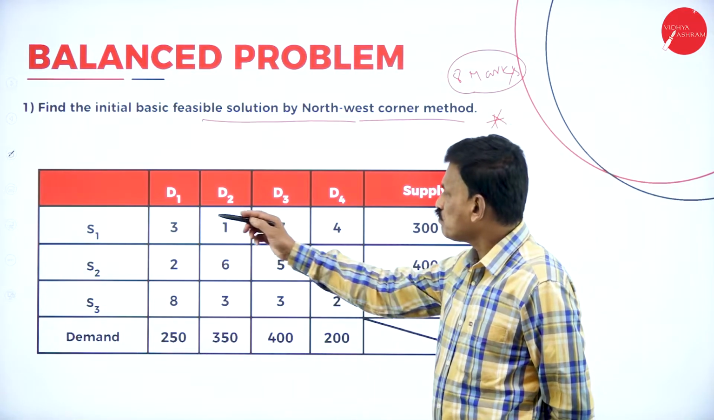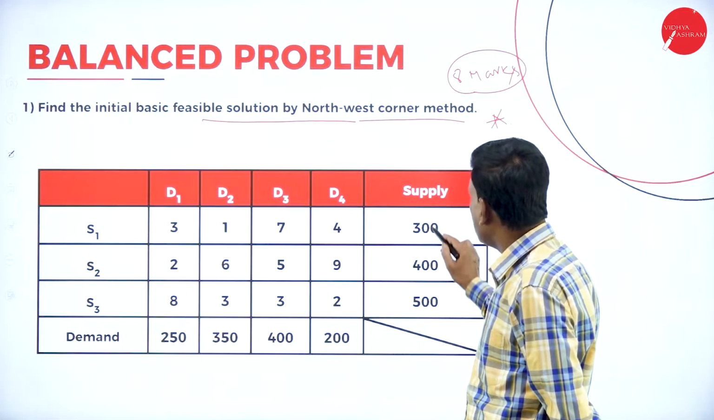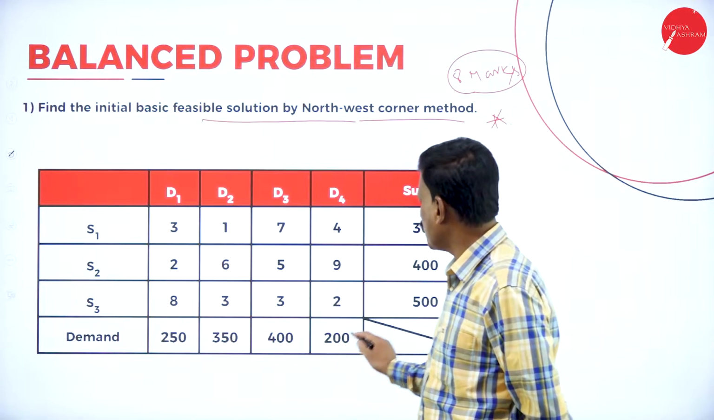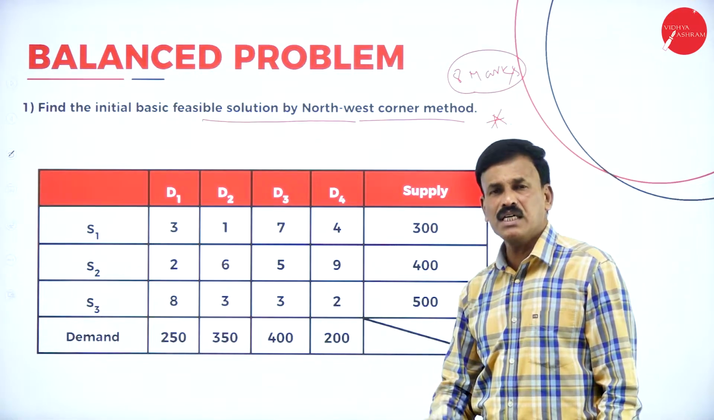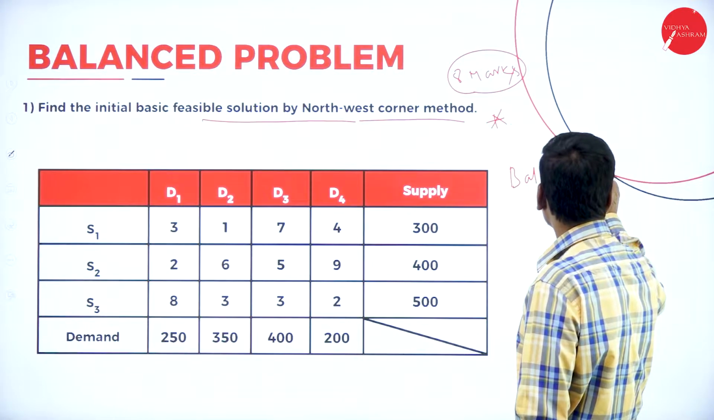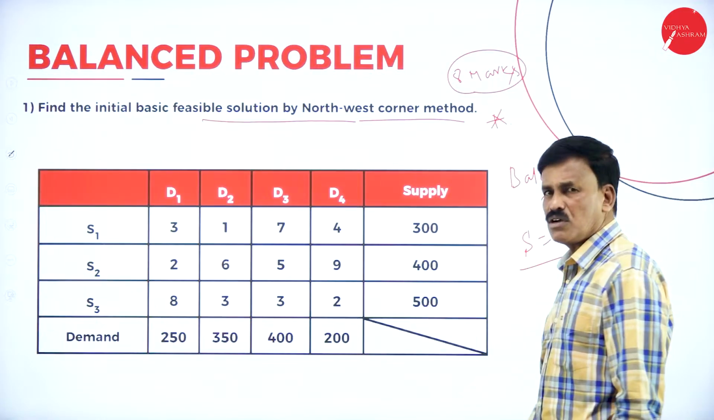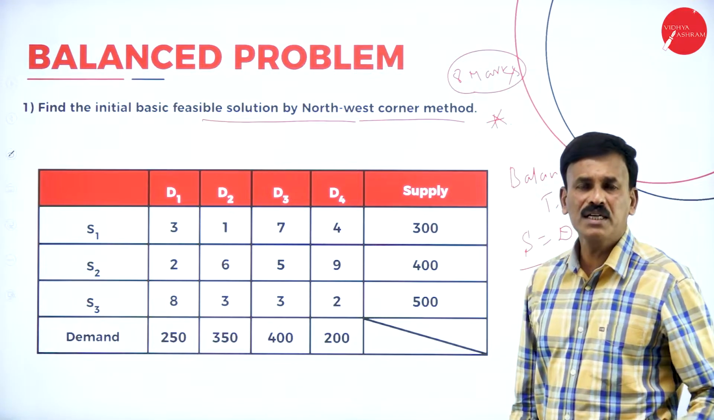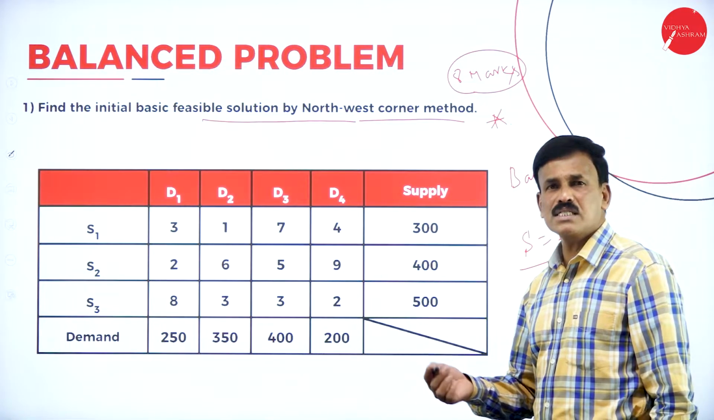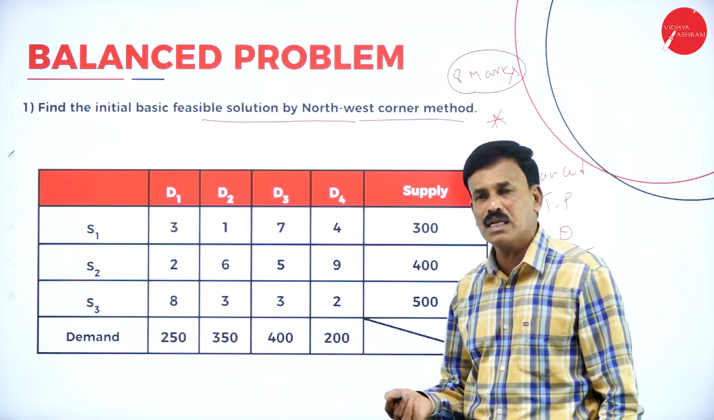On one side we have the demand, on the other side the supply. The supply is 300, 400, 500 and the demand is 250, 350, 400 and 200. Now check whether it is balanced or not. What is the procedure? Check whether supply is equal to demand. If the supply is equal to demand, then it is a balanced transportation problem. If not, it is called an unbalanced transportation problem.